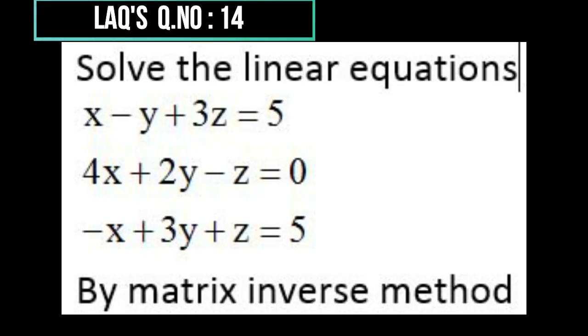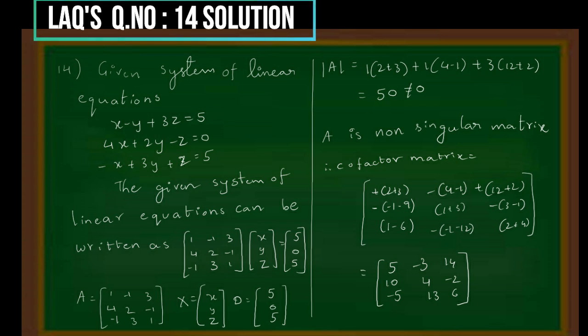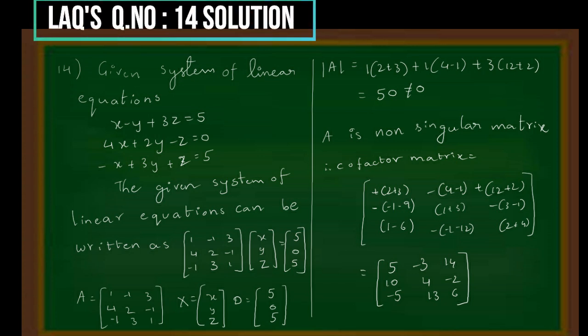14. Solve the equations x minus y plus 3z is equal to 5, 4x plus 2y minus z is equal to 0, minus x plus 3y plus z is equal to 5 by using the matrix inverse method. First, we consider the given system of linear equations. The linear equations can be represented in the matrix form by Ax is equal to D. Here A is the coefficient matrix, that is the coefficients of x, y, z. That is equal to the matrix of 1, minus 1, 3, 4, 2, minus 1, minus 1, 3, 1. And x is a variable matrix x, y, z. D is equal to the constant matrix 5, 0, 5.